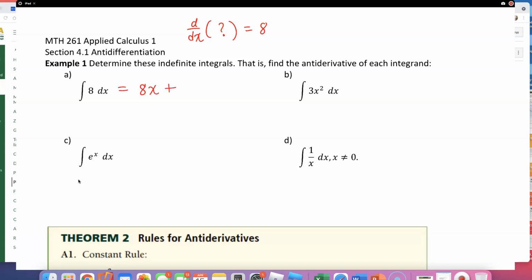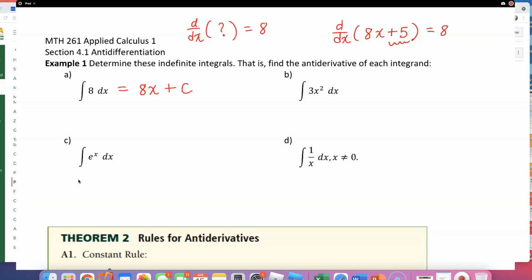but it can have a constant. So what we can say is the antiderivative is 8x plus c. You have to put the plus c there because if I ask you to find the derivative of 8x plus 5, wouldn't that be 8? It doesn't matter what number you add or subtract. If it's just a constant, that's going to be 0.